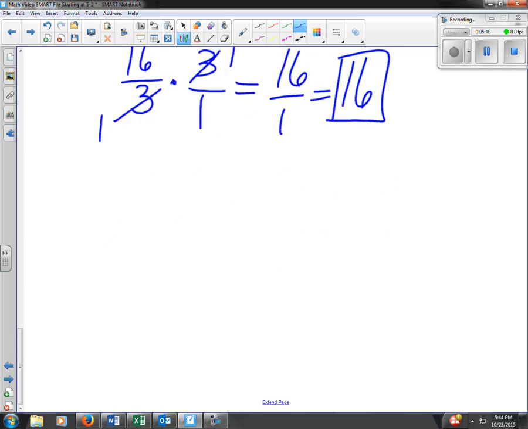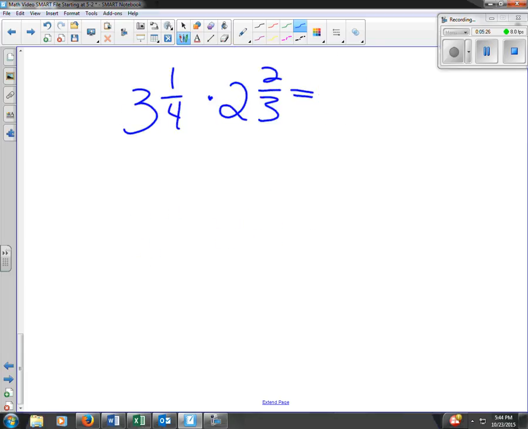Now, here's another example. 3 and 1/4 times 2 and 2/3. I do not want to see anyone do 3 times 2. Nope. You must put them into improper fractions. You have to, all the time. Improper fractions all the time. Okay? Be smart. So when you're multiplying mixed numbers, you have to do improper fractions.